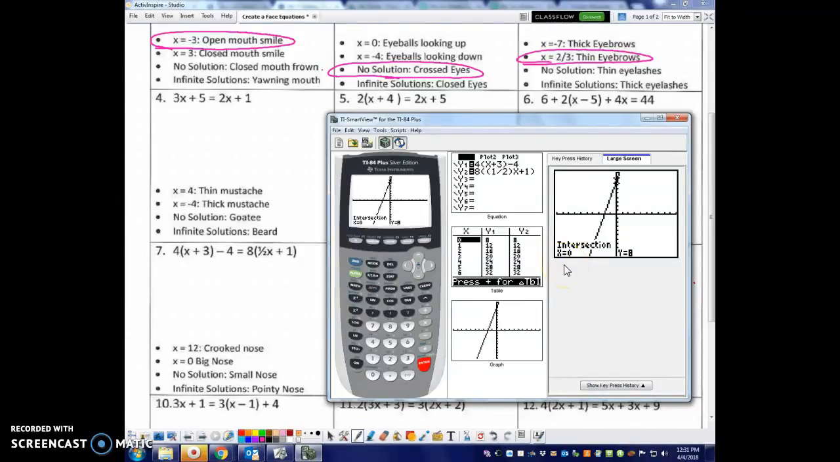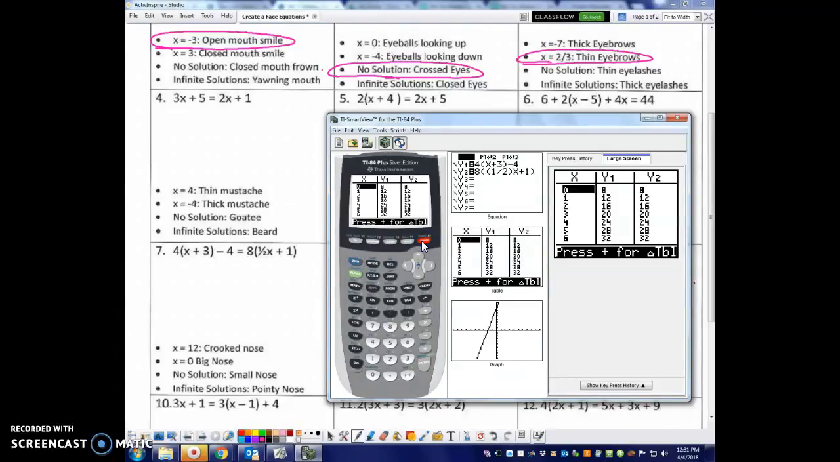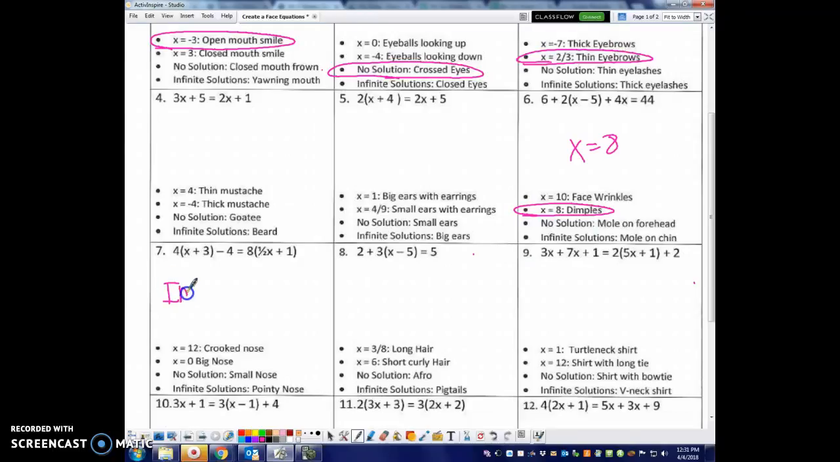We don't see 2 lines on this page, right? Look at your table. They're exactly the same numbers, which means we have one line right on top of the other. What do we call that when we have one line right on top of the other? What's that called? Infinite solutions. Infinite solutions. So our face is going to have a pointy nose.